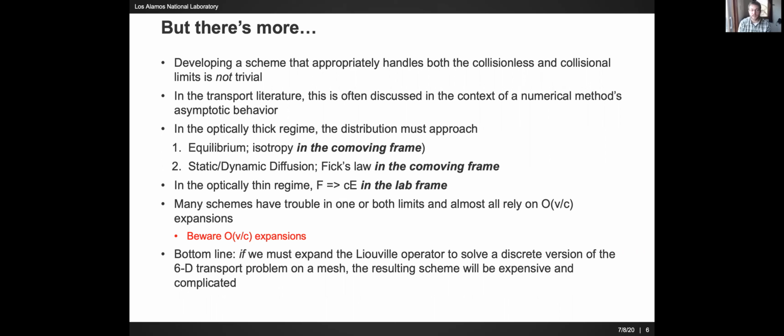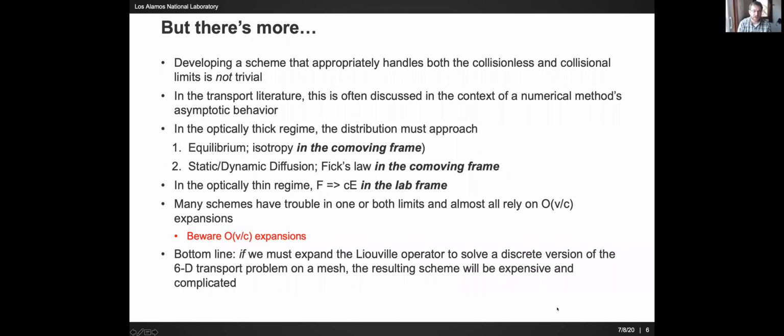But the basic idea is that in the appropriate limits, and for radiation transport, that's the free streaming limit or the optically thick diffusion limit, you want your numerical scheme to behave appropriately in those limits. You want it to give rise to a system that respects the free streaming limit, and that also gives you the diffusion limit. So why is that tough, and what does all this frame stuff have to do with it?